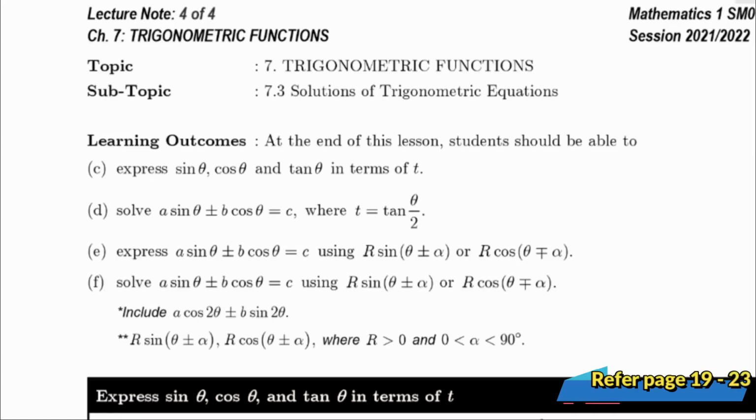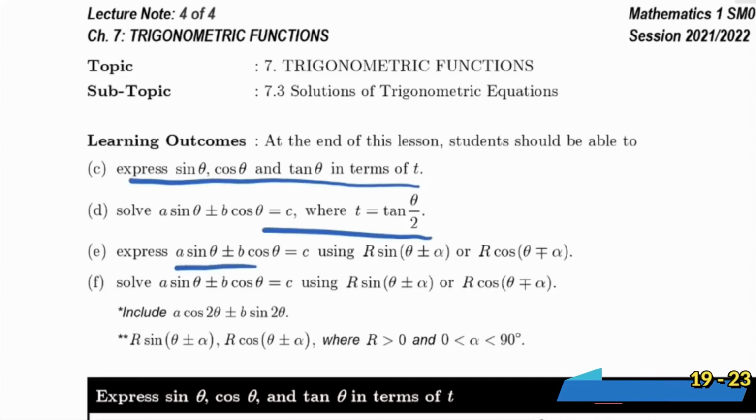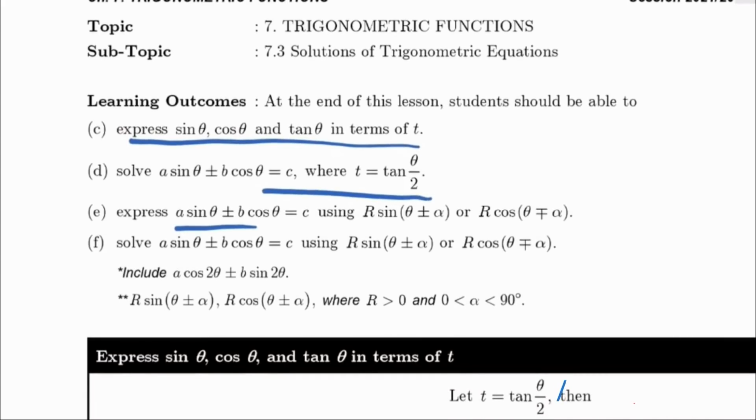Subtopic: solutions of trigonometric equations. The learning outcomes here: at the end of this lesson, students should be able to express sin theta, cos theta and tangent theta in terms of t, and then solve a sin theta plus or minus b cos theta equal to c, where t equals tangent theta. And then the last one, we express a sin theta plus b cos theta equal to c using r sin theta plus or minus alpha or r cos theta plus or minus alpha.